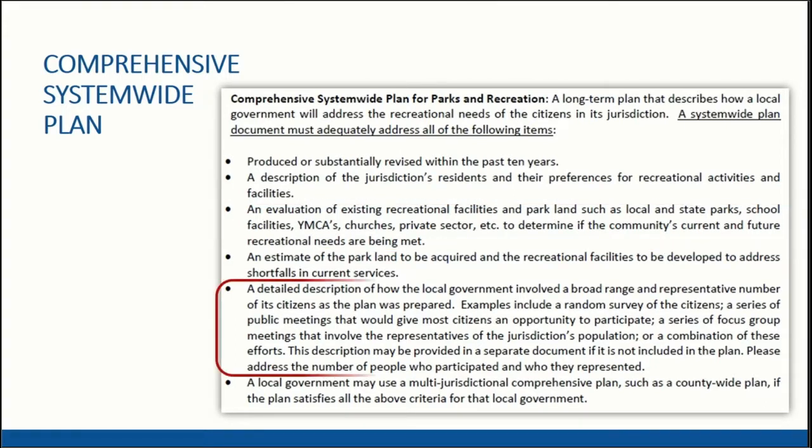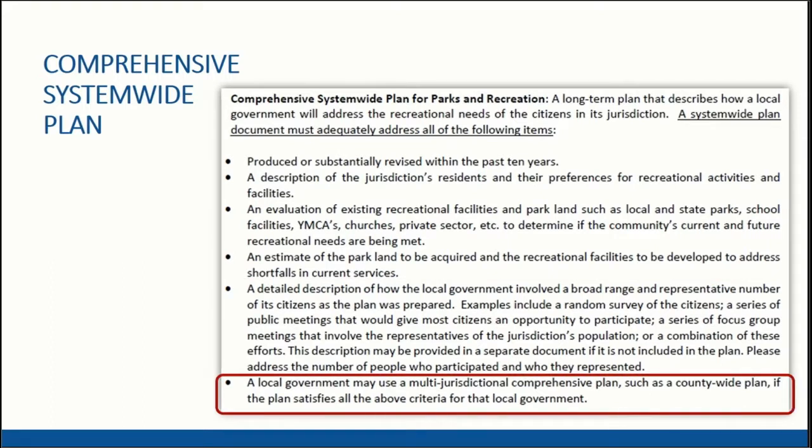The other thing that you need to include is a detailed description of how you involved the public, a representative number of the citizens. How are they included? And we'll talk about the needs assessment, and it's some of those same concepts, how you included input for this plan in producing it, and how the project fits within that plan. Finally, you want to note that the local government may use a multi-jurisdictional comprehensive plan. We're getting a lot more questions about those documents.